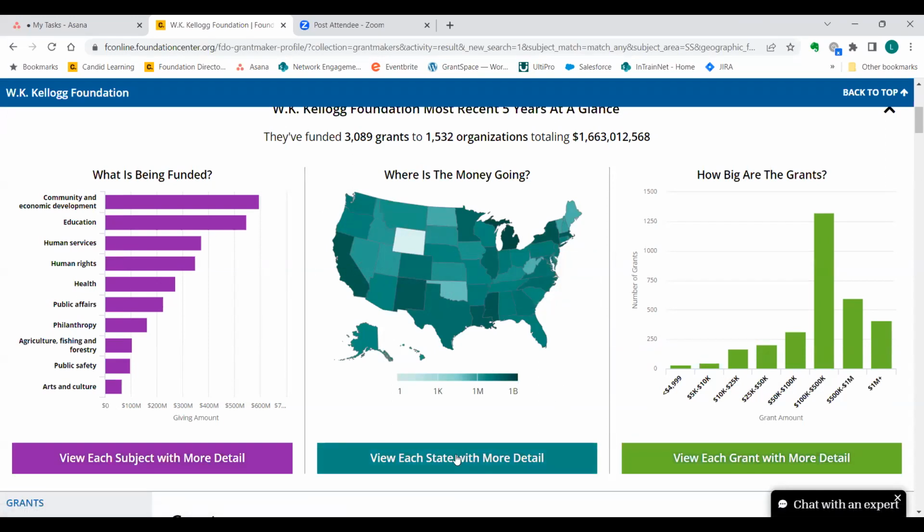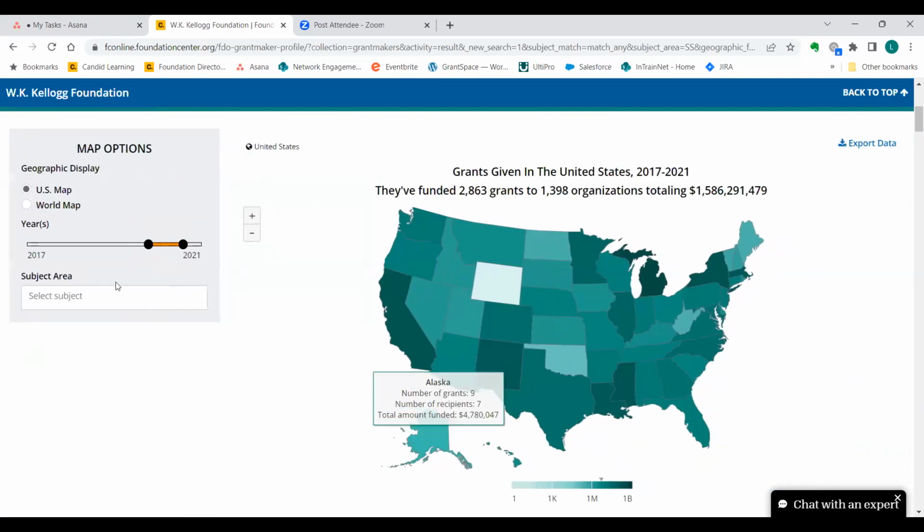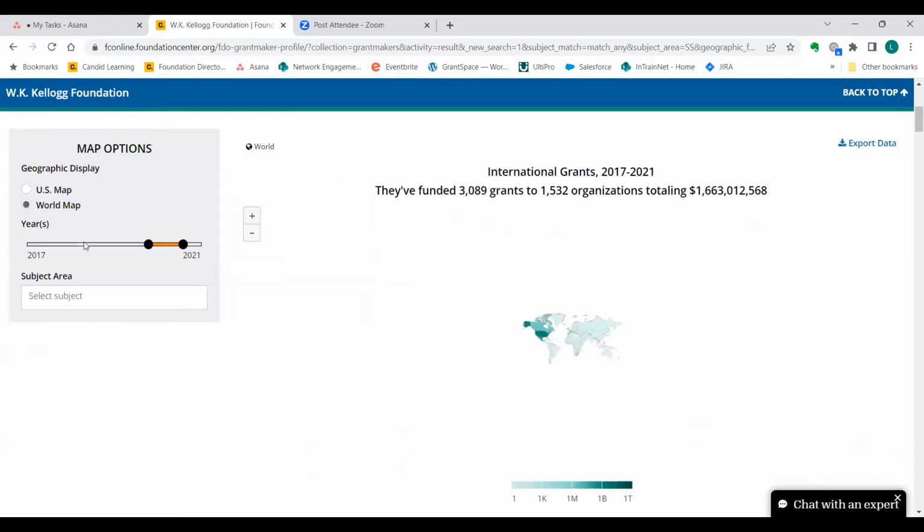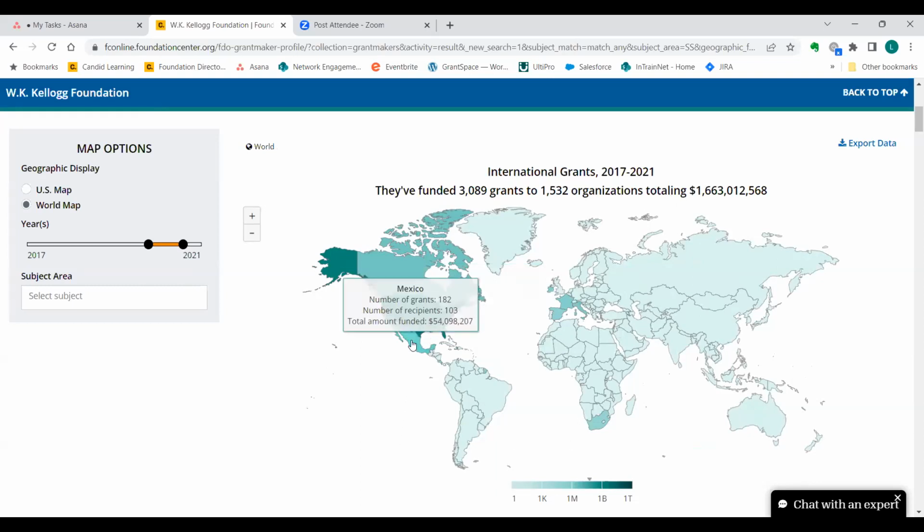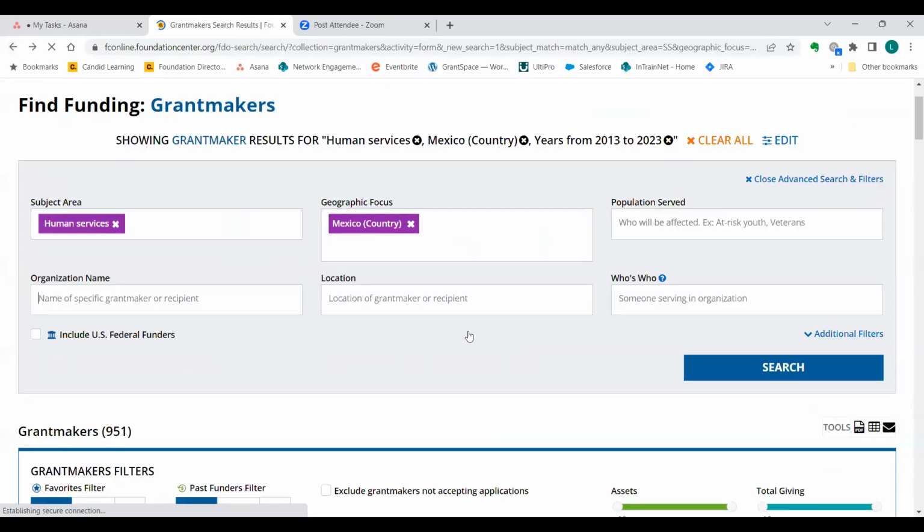But more importantly, we're going to click on this view each state. And then we're going to go to the world map. And this shows that they have given quite a number of grants in Mexico, unlike the previous funders. So they've given 182 grants to over 100 recipients. They've given a smaller number in Canada. So this funder is more likely providing grants directly to organizations in Mexico. And you can see that because it shows that they have made a large number of grants in the country. So let's go back and take a look at what some of those grants are.